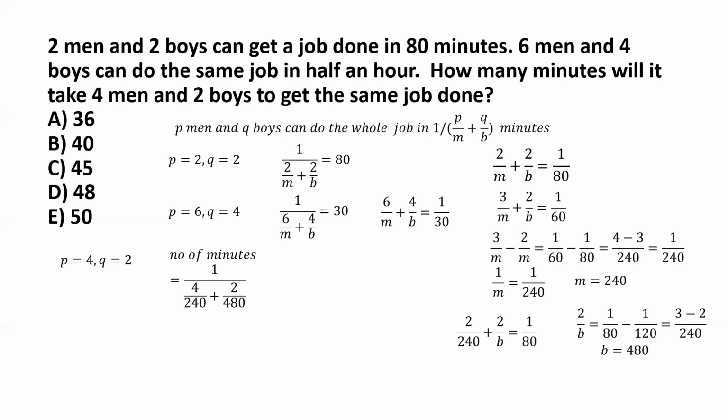So 4 by 240 plus 2 by 480 in the denominator, and if we multiply both the numerator and the denominator by 480, we get 480 in the numerator, and in the denominator we get 8 plus 2, which comes to 480 divided by 10, which is 48. So the correct answer in this case will be option D, 48.